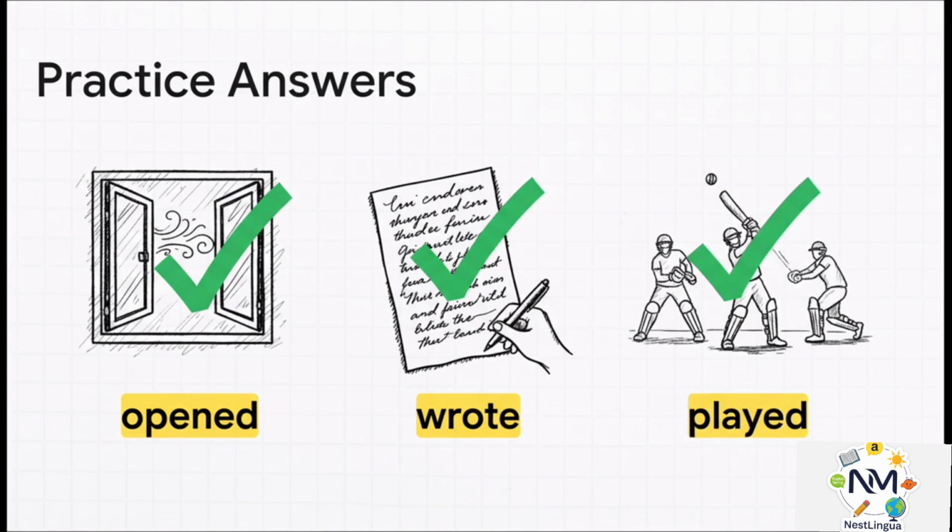All right, how did you do? Let's see. The first and third verbs are regular, so we just add ed. The second one, right, is one of those irregulars, and its past form is wrote. If you got those right, fantastic job.